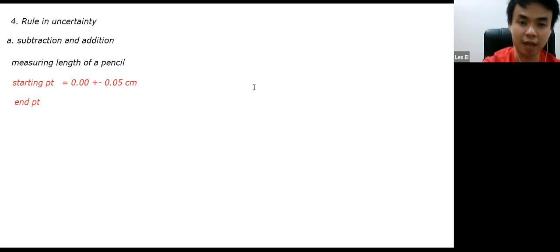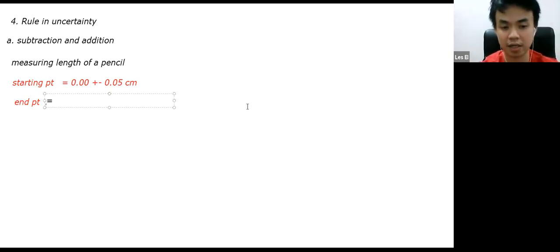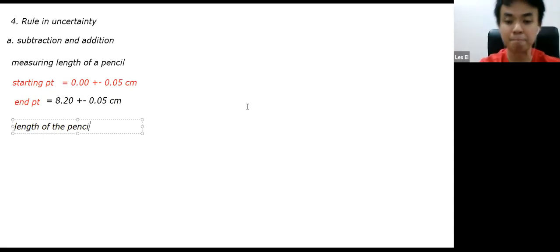So let's say at the end point, the length of the pencil is around 8.2. You also have to write 8.20 plus minus 0.05 centimeter. Then you will write the length of the pencil is equal to, you subtract them, right? So it's still 8.20 centimeter, is it?